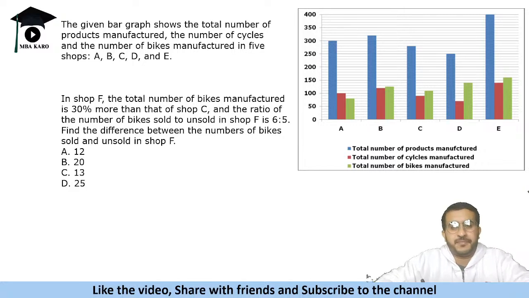In this we are given a bar graph, and this graph shows the total number of products manufactured, the number of cycles, and the number of bikes manufactured in 5 different shops A, B, C, D, E. So 5 shops with total products, cycles, and bikes manufactured. This is an easy one. You just have to read the graph and get the answers.